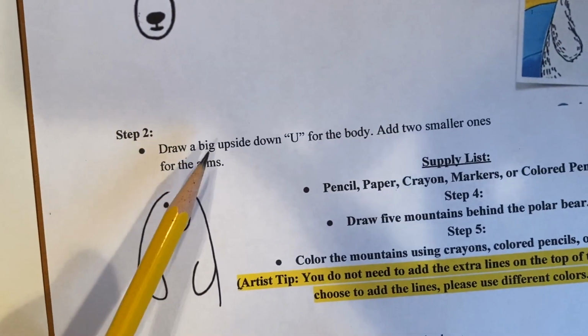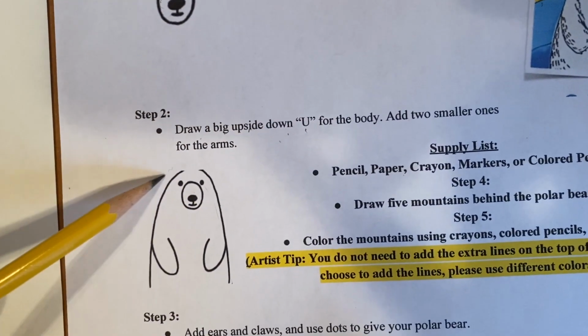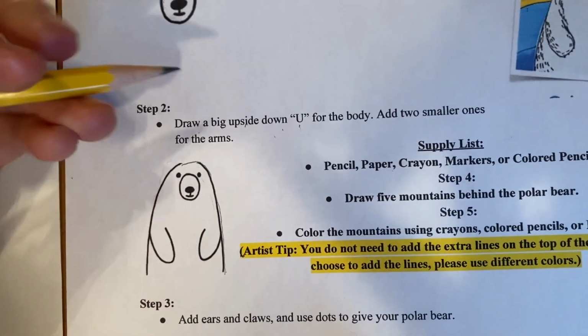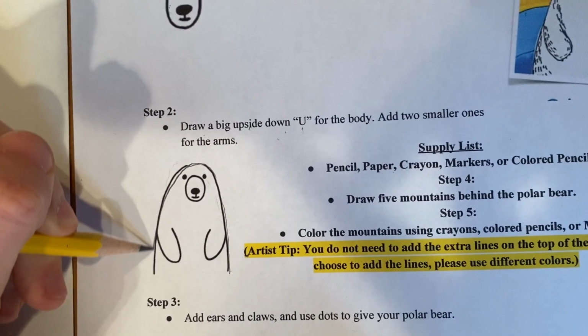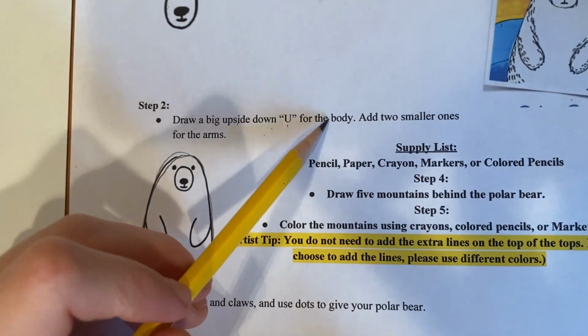Step 2. Draw a big upside down U for the body. So here's an upside down U. So let's draw it over here. So this is a U shape. U shape for the body.